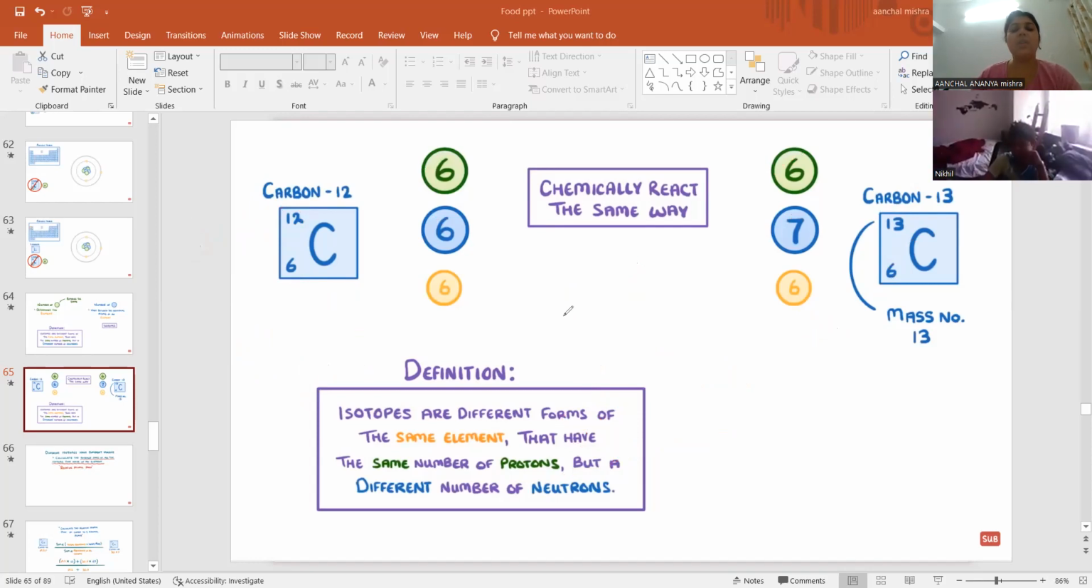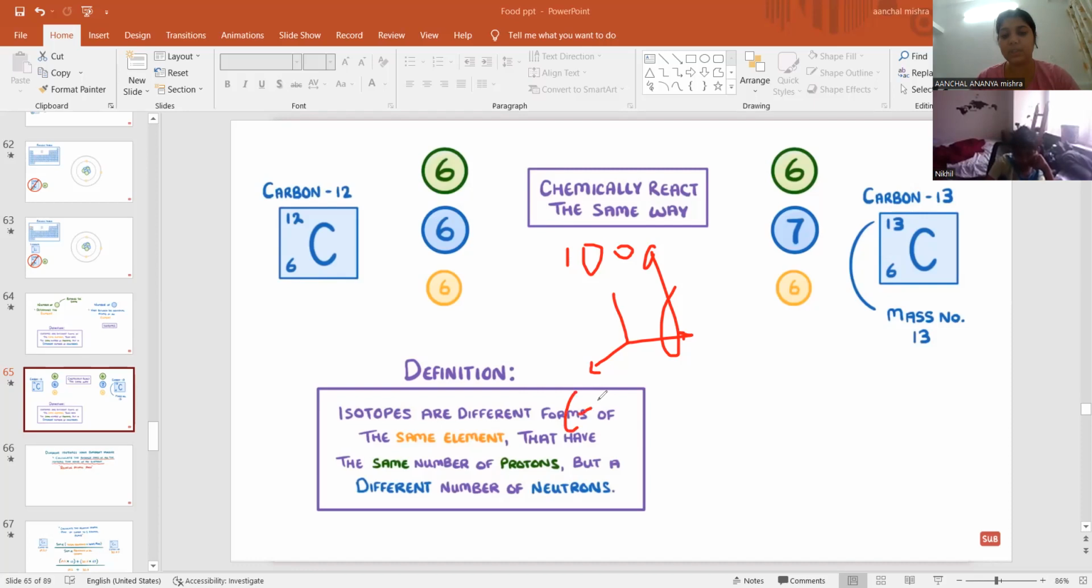Okay. So this is what we know about isotopes. Now, I said that if I just give you 100 gram of carbon, you will be having two isotopes of carbon in it. So how do you know which carbon atom is present in the more amount and which element is present in the lesser amount?